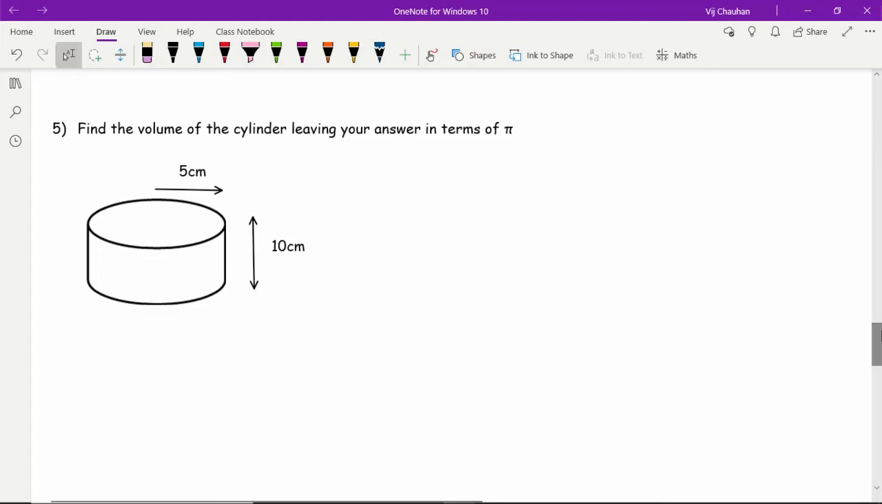So here, find the volume of the cylinder, leaving your answer in terms of pi. So again, first thing we want to do is make sure that the units are the same. Yes they are, so I don't need to do any converting there. So the next thing we then need to do is use the formula. Because they want the answer in terms of pi, all I'm going to do is pi times the radius squared times 10.